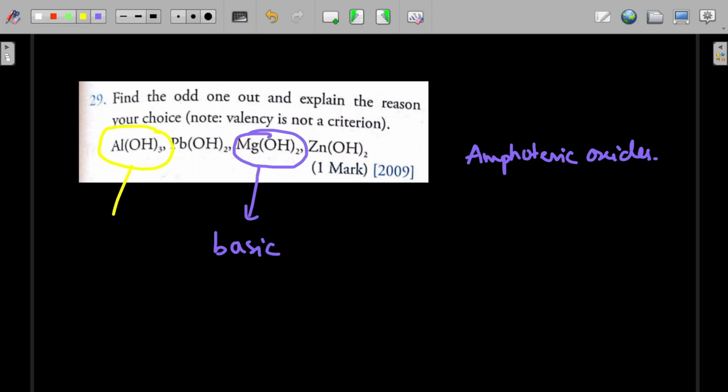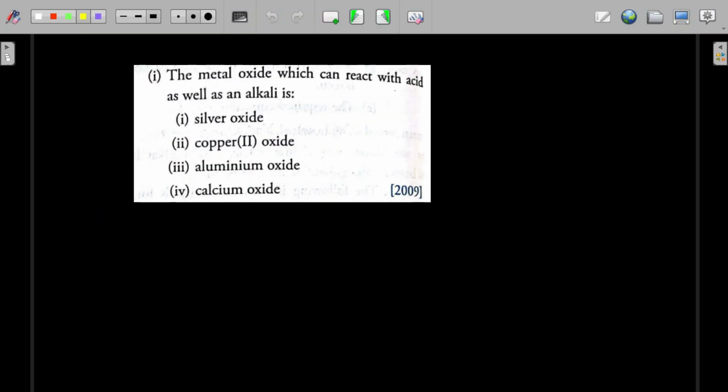Aluminum hydroxide also you can say by telling that it is a triacidic base based on the classification, and remaining three are diacidic bases. Yes, based on your reason that would be correct. Or we can say this one magnesium hydroxide because remaining three are amphoteric. The metal oxide which can react with acid as well as an alkali, this is the definition of amphoteric oxides.